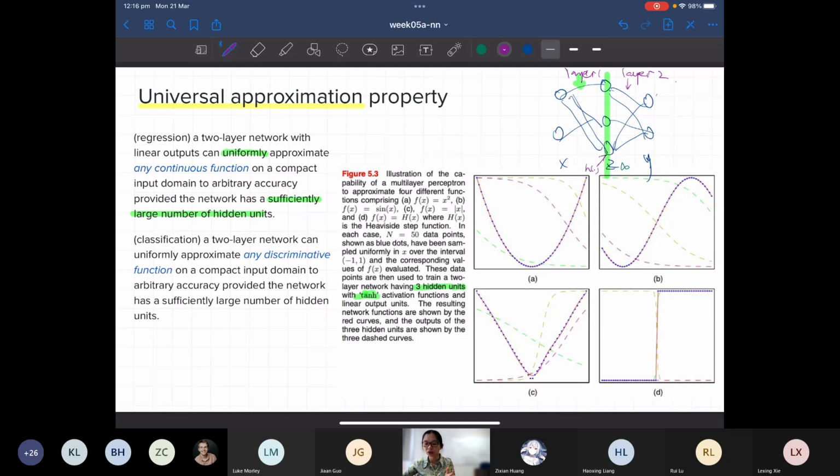What this picture shows is four arbitrary looking but fairly different functions. One is the quadratic, the second one is the sinusoid, the third one is this V-shaped one, the absolute value of x, and the fourth one is a step function, which is not even continuous, right? The training data are these 50 points. When we say universal approximation, we're talking about training error going down to 0.